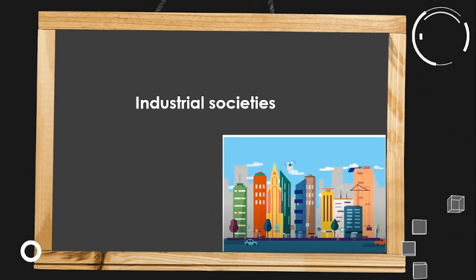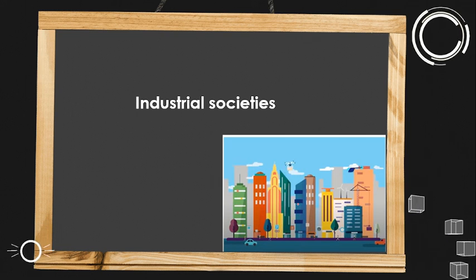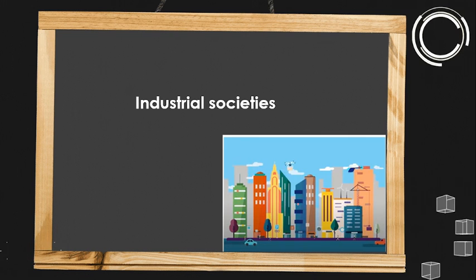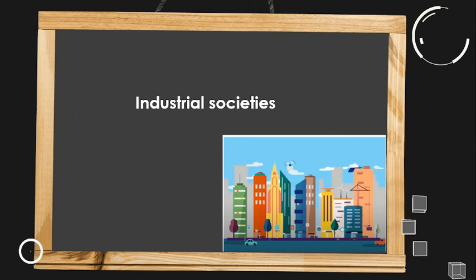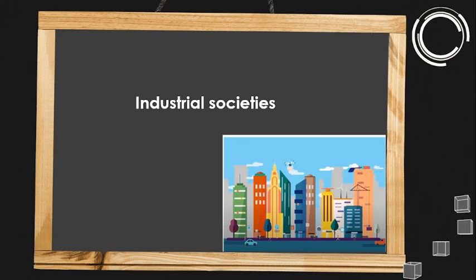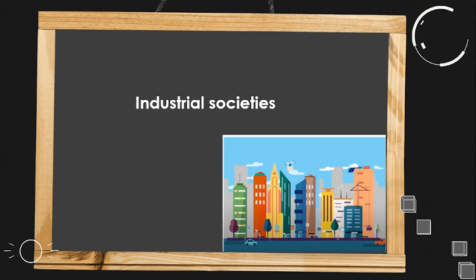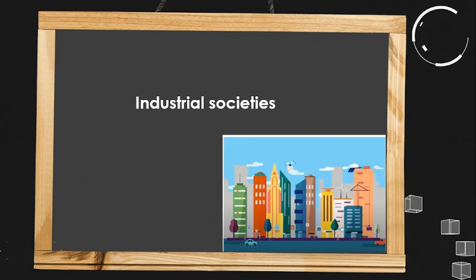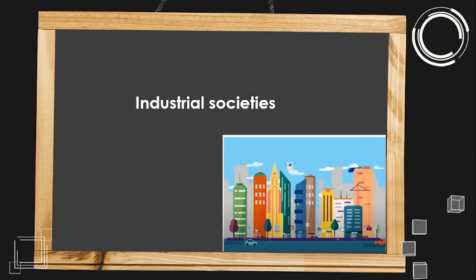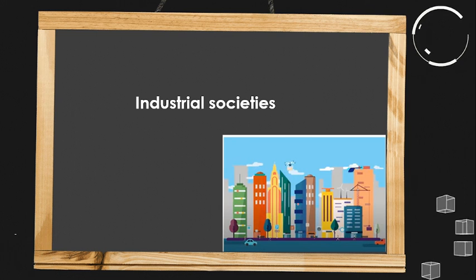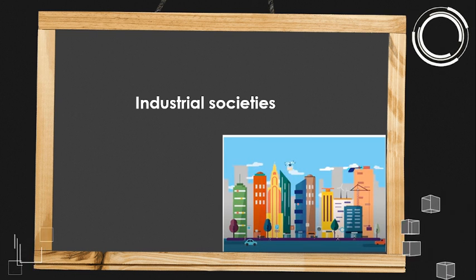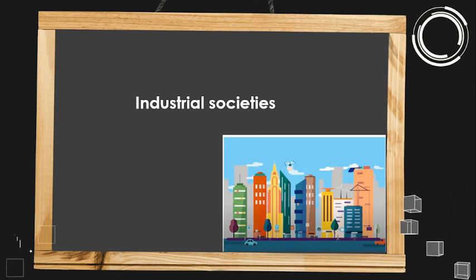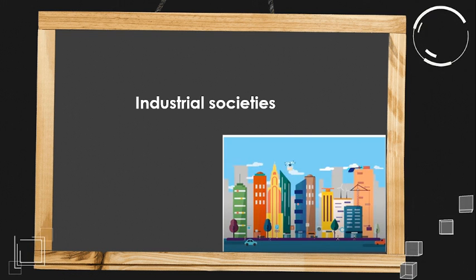Okay, in the industrial societies, what did you notice in the picture? Buildings. Yes, so buildings. So, modernized. Yes, modernized na siya. So in the industrial society, this society is based on the use of specialized machinery in the production of goods and services. So it involves machinery for the production of goods and services.